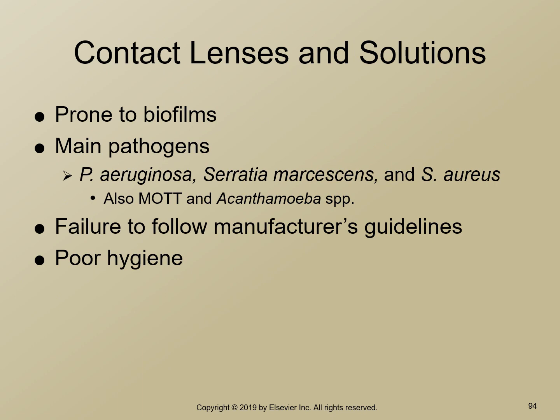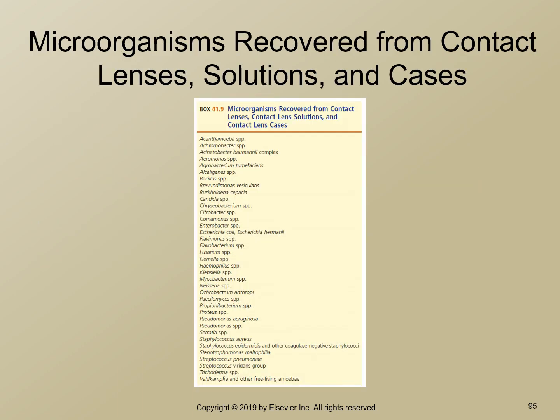As mentioned previously, contact lenses are major risk factors for microbial keratitis. Keratitis associated with contact lenses is being documented with increasing frequency. The sources include contact lenses and contact lens solutions and cases. Box 41.9 in the textbook lists the organisms recovered from these sites. Contamination of soft contact lenses is usually caused by failure to follow the manufacturer's recommended procedures or by poor hygiene. Here is table 41.9 with the list of the various organisms.